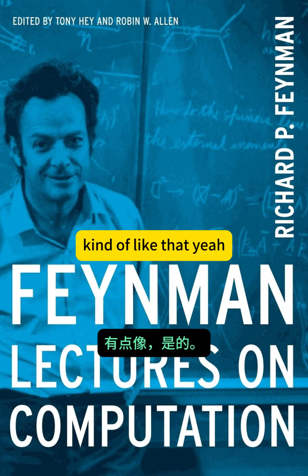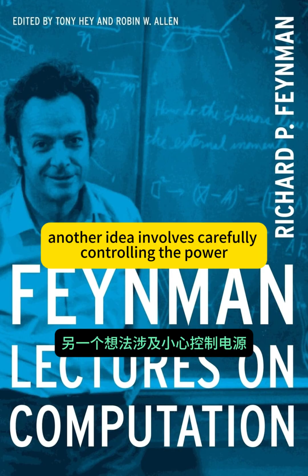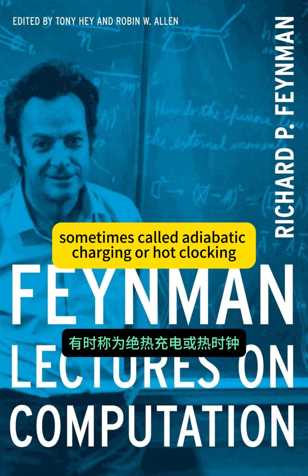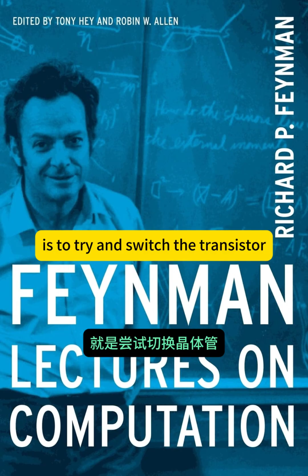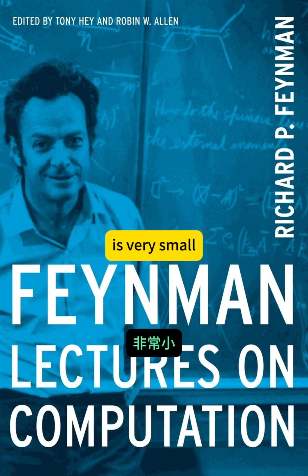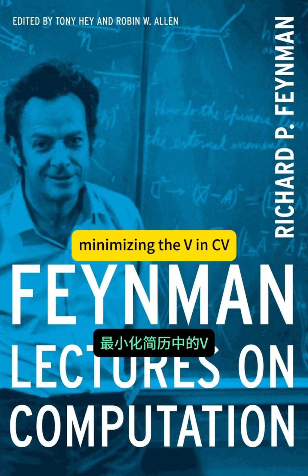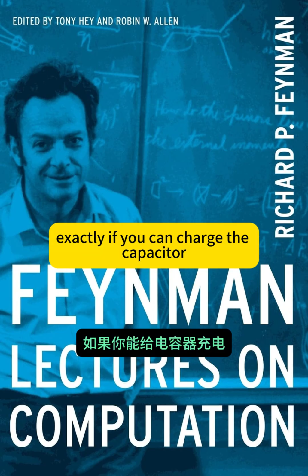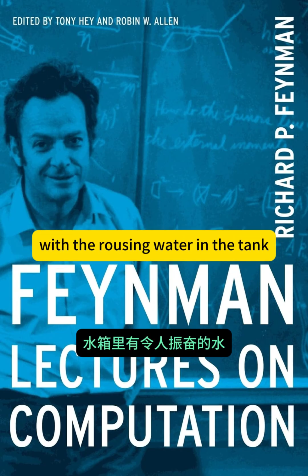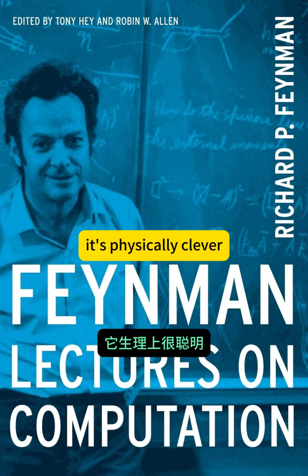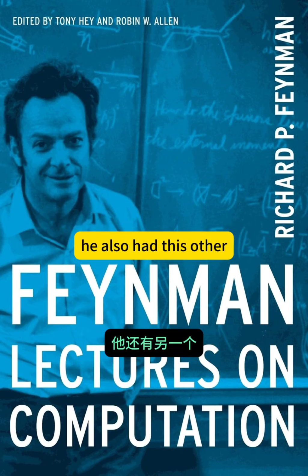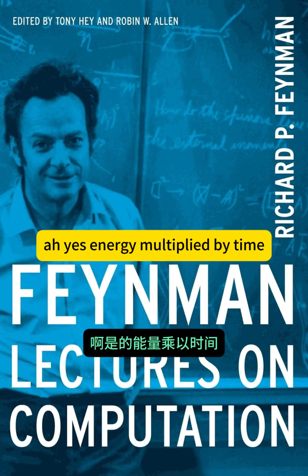Kind of like that, yeah. Another idea involves carefully controlling the power supply voltages, sometimes called adiabatic charging or hot clocking. The principle is to try and switch the transistor only when the voltage difference across it is very small. Minimizing the V in CV². Exactly. If you can charge the capacitor by always keeping the pipe level with the rising water in the tank, you lose much less energy. It's physically clever, but often complex or slow to implement. He also had this other concept, dissipated action. Ah, yes.